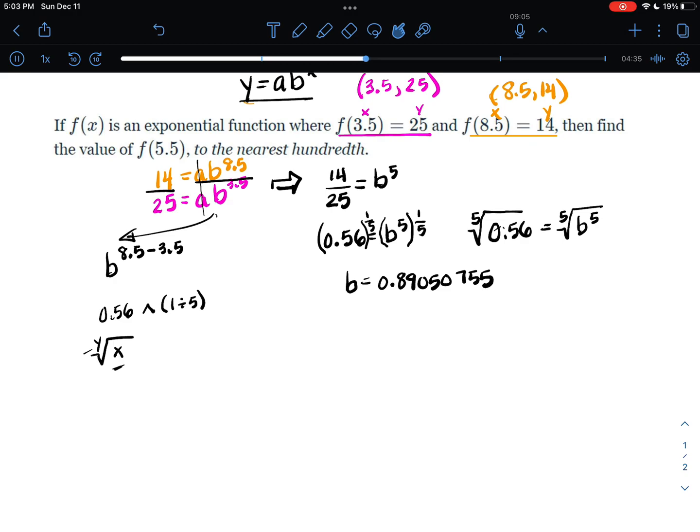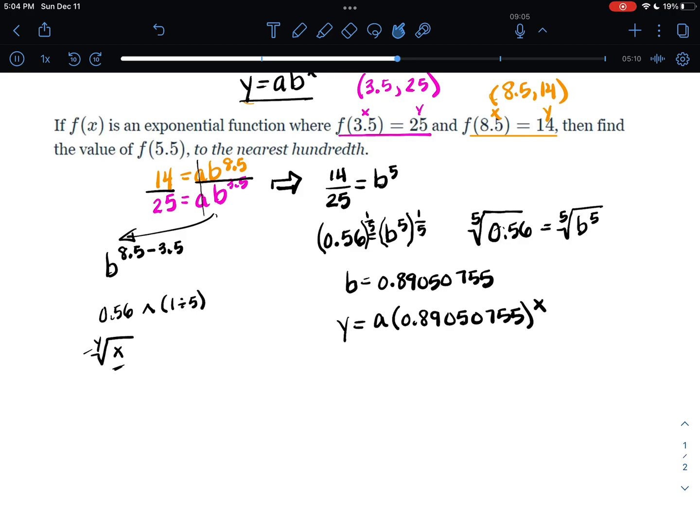Now remember, I need to update my original function on top, because what I'm trying to do is write an exponential function. So I'm going to have y equals, I still don't know my a, but I do know my b now, which is 0.89050755 to the x power. I still am trying to find the a so I can have my general exponential function equation. I would like to pick one of my points from the top and plug it in. Either point is going to work. I'm just going to use my orange point.